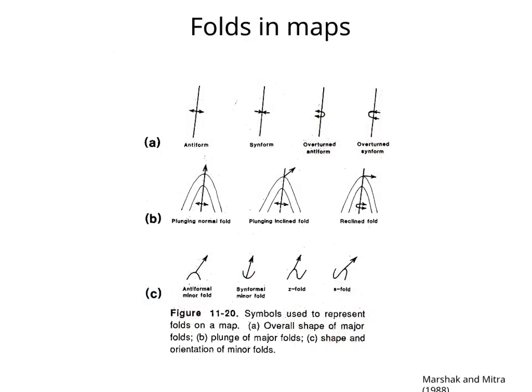These are the symbols used for folds on geologic maps. A shows the symbols for major folds. B shows the symbols for plunging folds, and vertical to inclined axial surface. And C shows the symbols for minor folds, with the arrow showing the plunge direction of the fold.